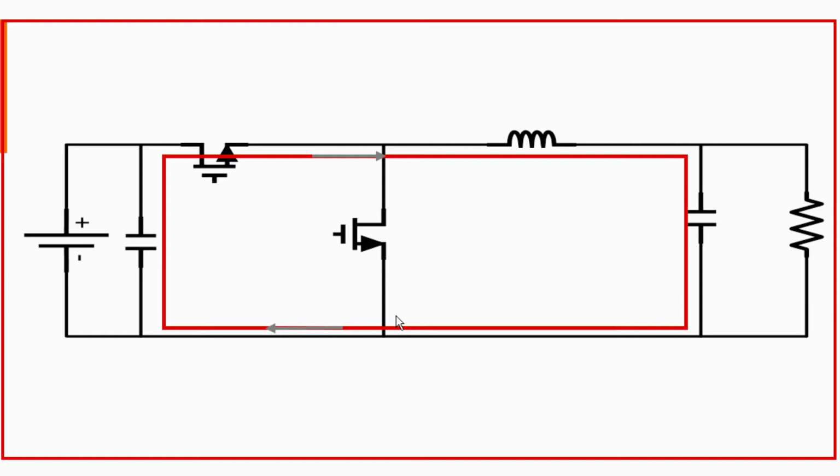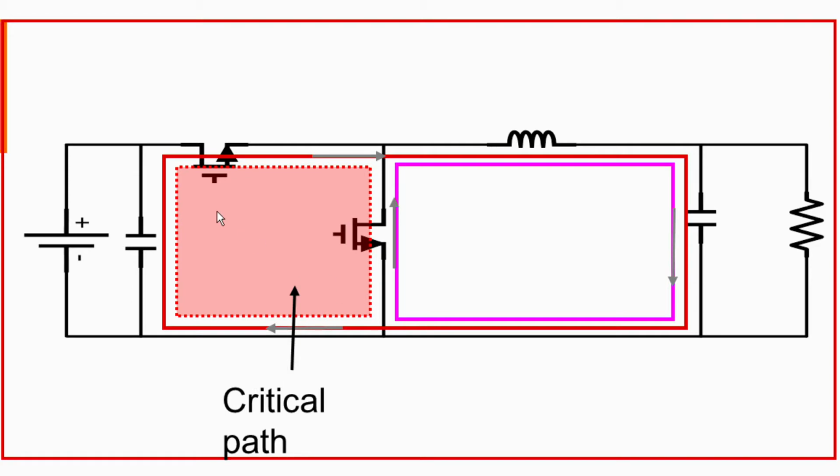Now what this causes is a loop where you get a pulsed current as the current is transferring from the input cap as the source to the low side FET. So this pulsed current can create noise in a couple different ways.